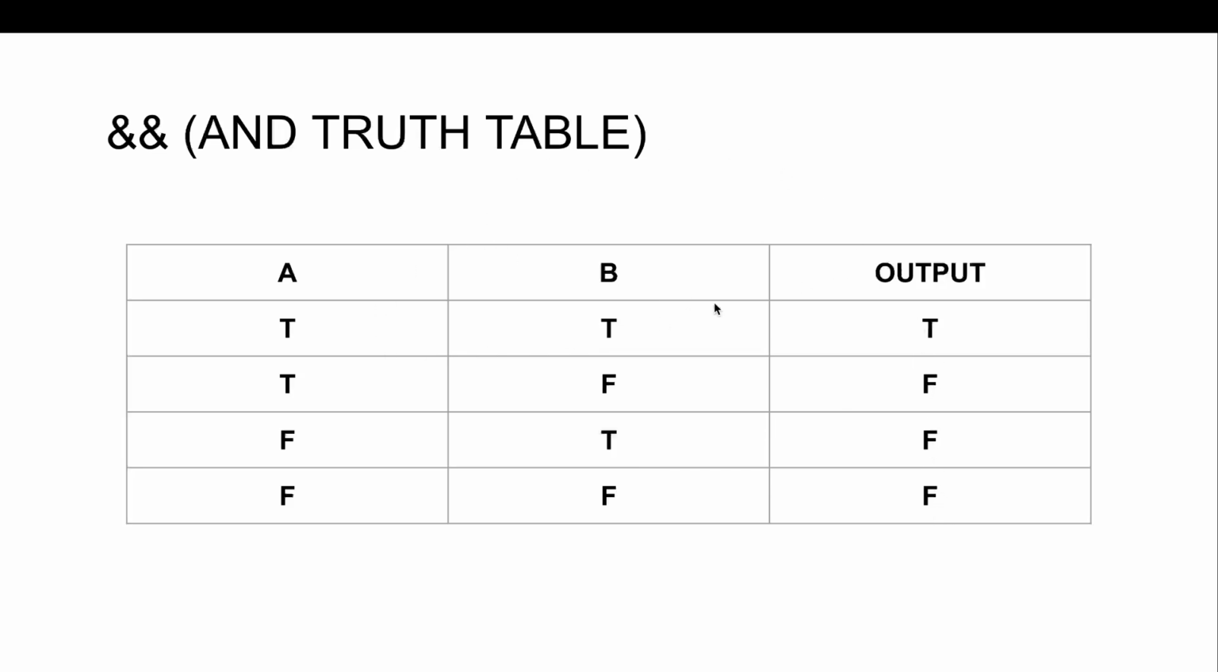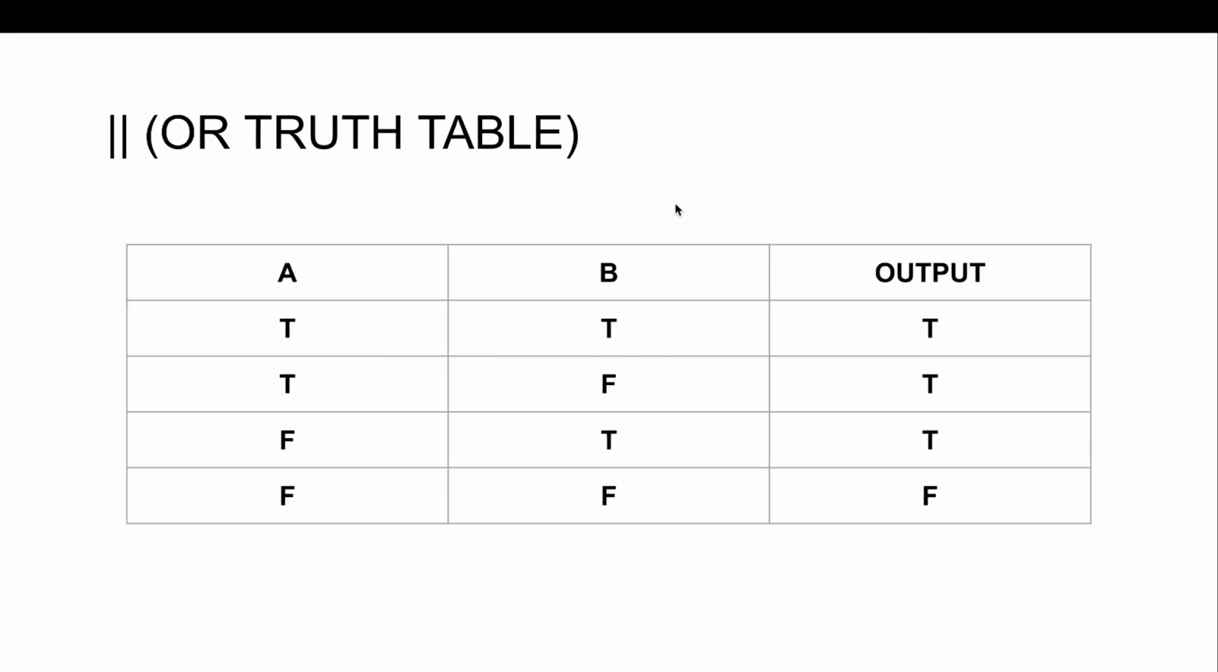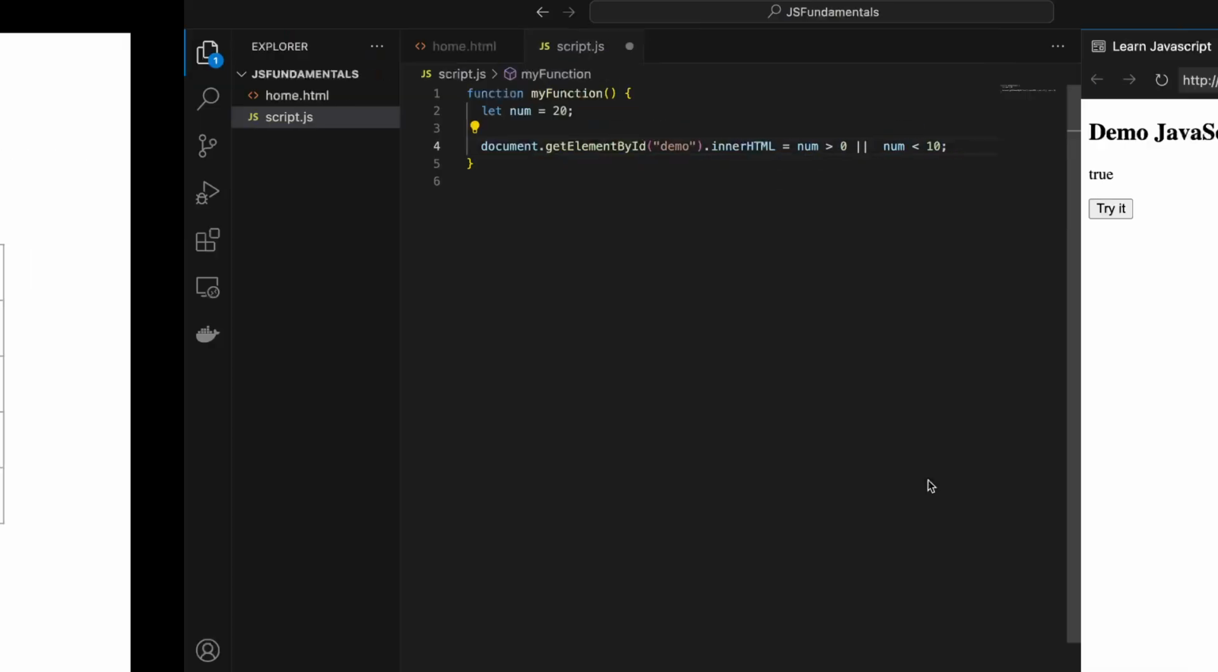You should remember this truth table. A very easy way to remember is that only when both are true, or all are true, the output will be true for an AND operator. So let's say it's OR. We use this. Then you see, now it's true. For OR, it's the other way around. If either one is true, then it will automatically be true. You see, true, true, output is true. True, false, still true. False, true, still true. Only when both are false, it will be false.